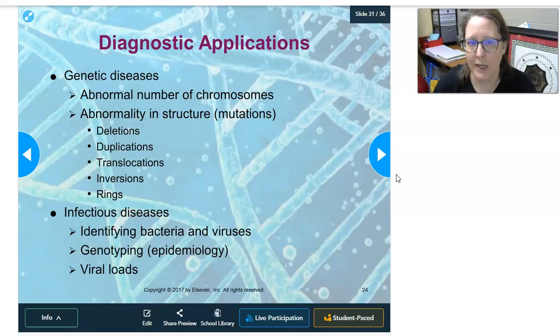Also look for abnormalities in structures or mutations in the chromosome's genetic code. It can be things like deletions in the sequences, duplications of chromosomes, translocations, which is where a gene on one chromosome jumps to a different chromosome, and there can be inversions. Rings can be made with the chromosomes, so there are all kinds of abnormal structures that can be identified that way.